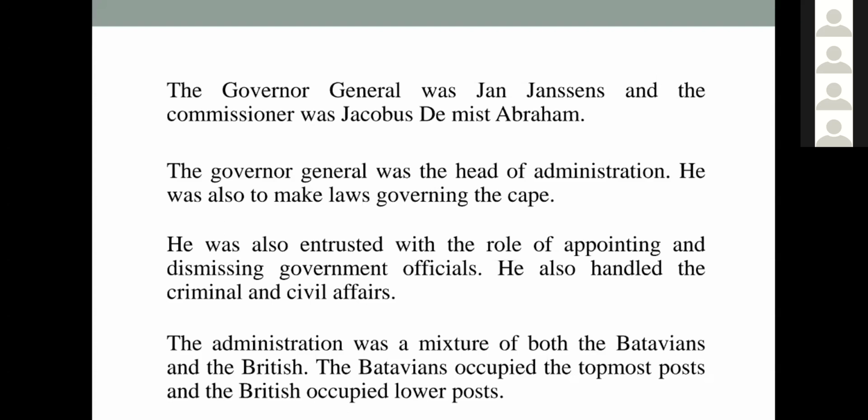The administration was a mixture of both the Batavians and the British. Of course, the Batavians occupied the topmost posts and the British occupied the lower posts, because at this time the Batavians were in control. So they had to occupy the senior posts, followed by the British. Another slide, Mr. Kagaba.